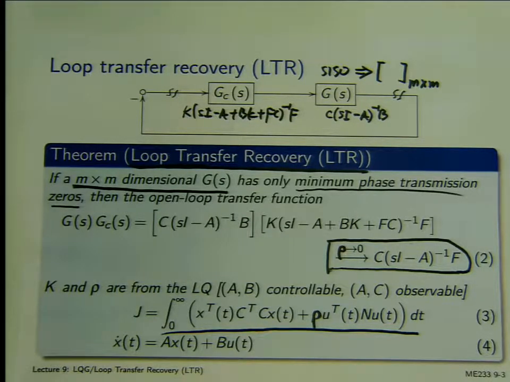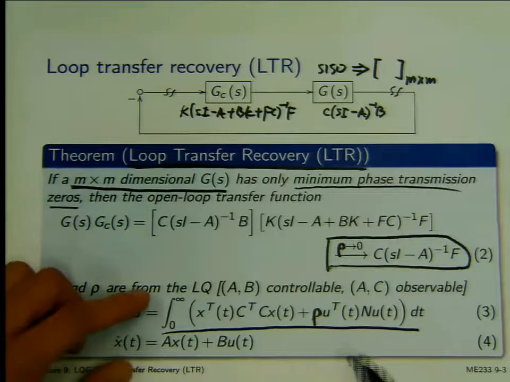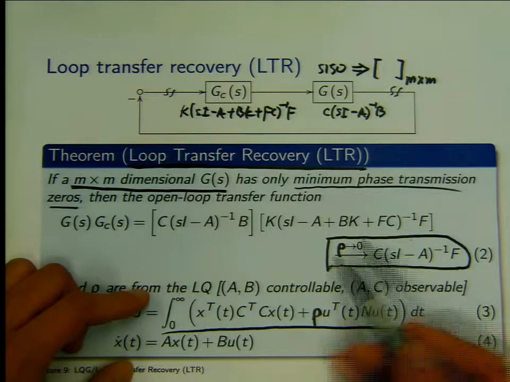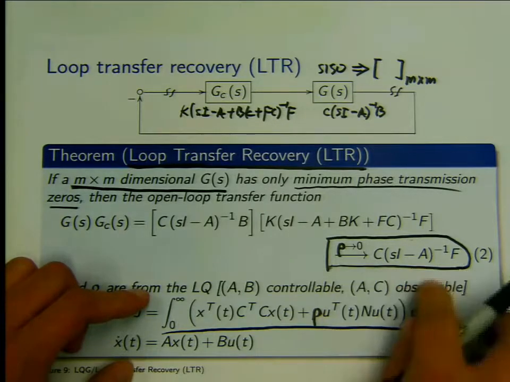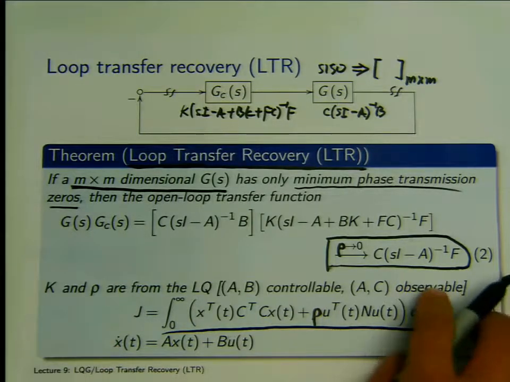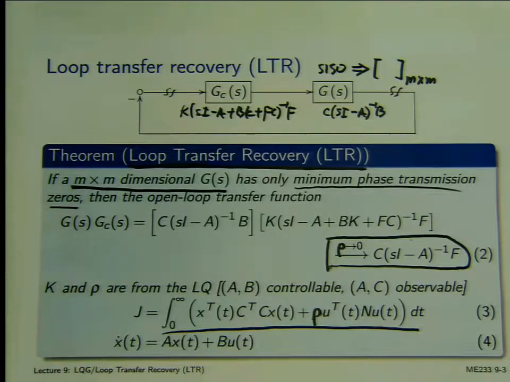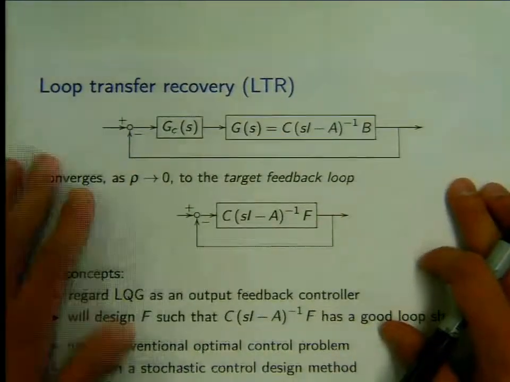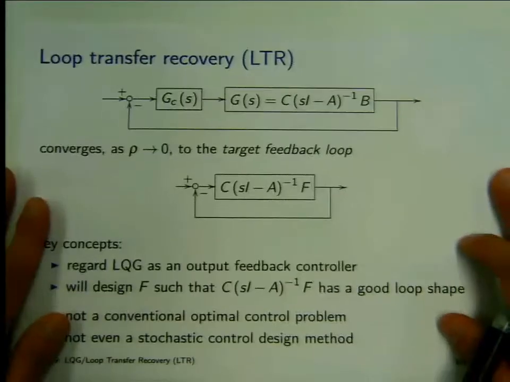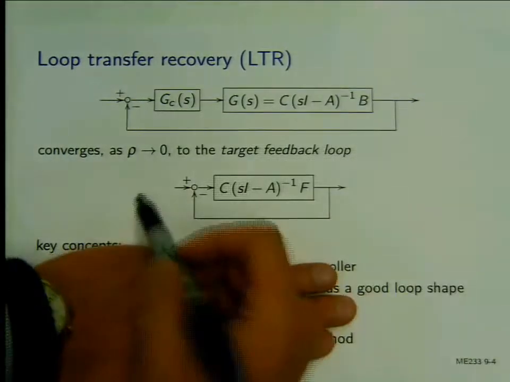That's called cheap control, I think, in the LQ formulation. So it means the controls are very cheap. We don't need to put a lot of weight on the control. So it's saying, if the control is very cheap, then as I reduce rho, this convergence happens. Okay. We'll do the proof next time. But now you see, this is the result the theorem tells us.